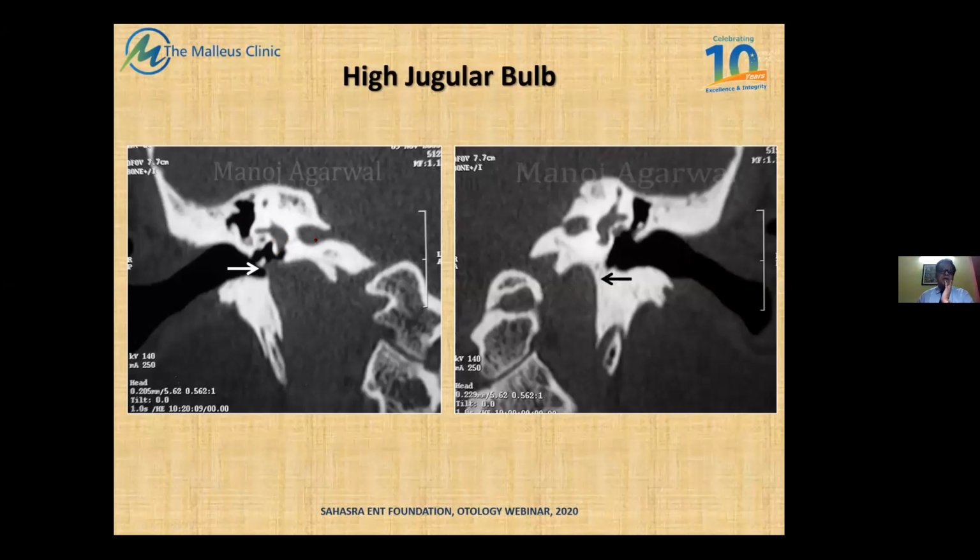So this is the round window, and see, the jugular bulb is almost reaching the round window. Not only that, there is no cap of bone over here. So this is a typical high jugular bulb, and it has to come in close proximity to the round window for it to be defined as a high jugular bulb.